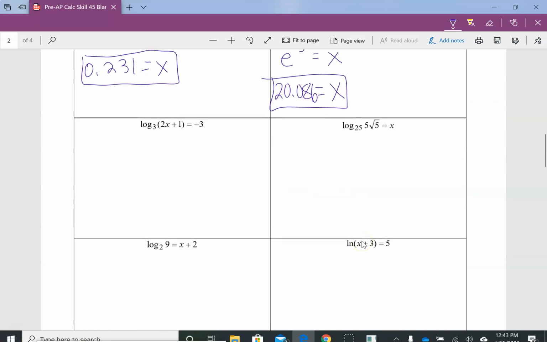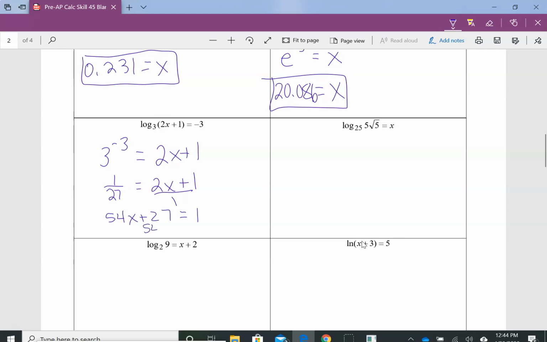For the next one, I'm going to write this as 3 to the negative 3 equals 2x plus 1. Well, we should know that 3 to the negative third is 1 over 3 cubed, which is also known as 1 over 27, equals 2x plus 1. If I cross multiply here, I'm going to get 54x plus 27 equals 1.